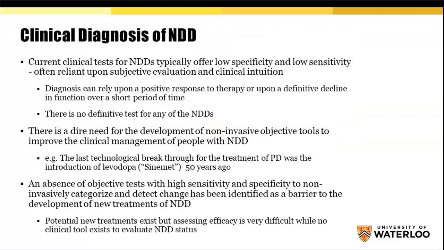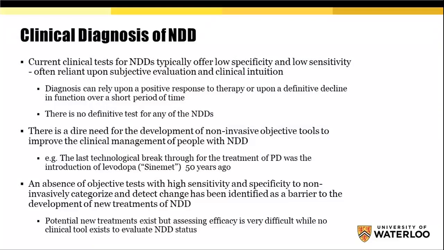The clinical diagnosis of neurodegenerative disease. So here I'm widening the story now. Parkinson's is one of a number of neurodegenerative diseases. The others would be Alzheimer's, stroke is another cause, frontotemporal dementia, and Lou Gehrig's disease, which are all neurodegenerative diseases.